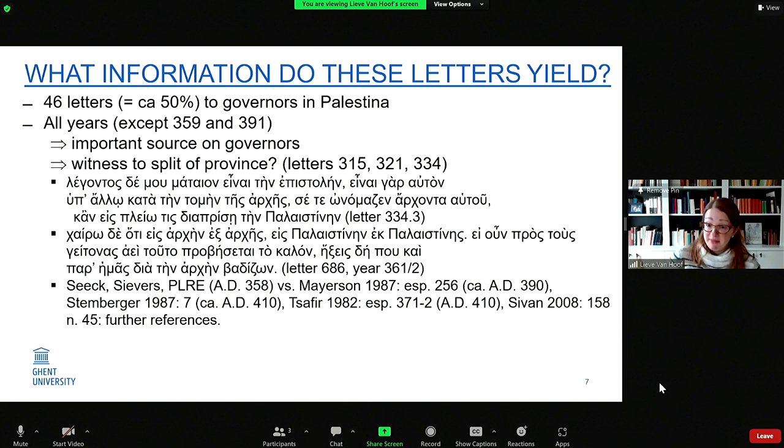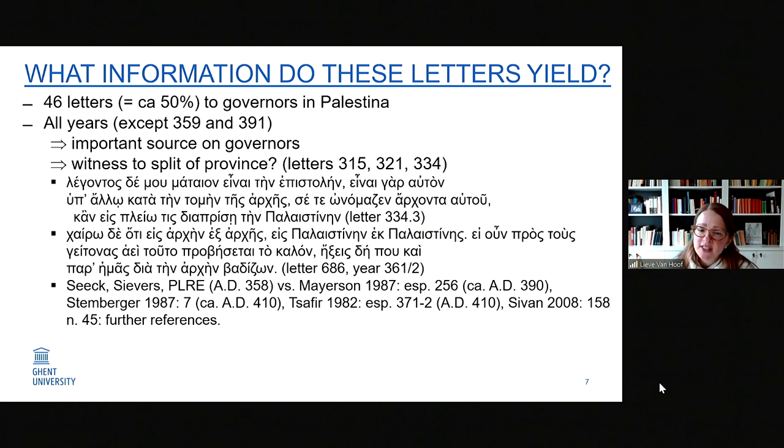There are other passages which have been taken into account much less, such as letter 686, which is the second passage here, where Libanius congratulates a governor because he has moved es Palestinen ek Palestines, so from one Palestina to another Palestina. So this letter is a few years later, and also seems to talk about more than one province in the region. And these letters basically induced Otto Seeck, Sivers, and also Jones in the PLRE to decide that the province of Palestina was split in two in 358.